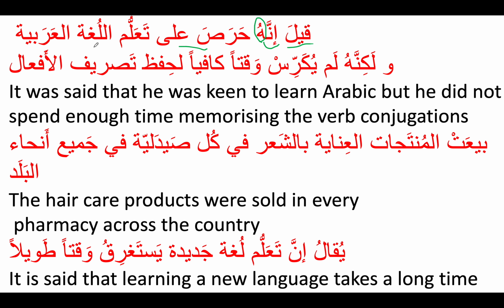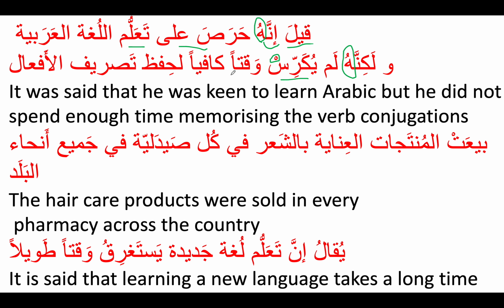تعلم اللغة العربية. So this is the masdar of the form 5 verb تعلم يتعلم, to learn. ولكنه, but he, the who here is the huwa, he. Lem negates the past, but the verb goes into the present and the verb takes a sukun. So lem yukarris, he did not devote. So this is كرس يكرس تكريس, the masdar. This is form 2, to devote.